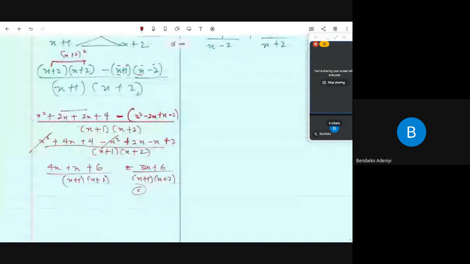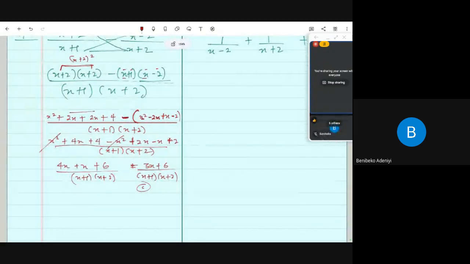So the take-home here, what I want you guys to know, is that when you have (a plus b) squared, or you have it like this, (a plus b) in one bracket, then (a plus b) in another bracket, just say a squared plus 2ab plus b squared.